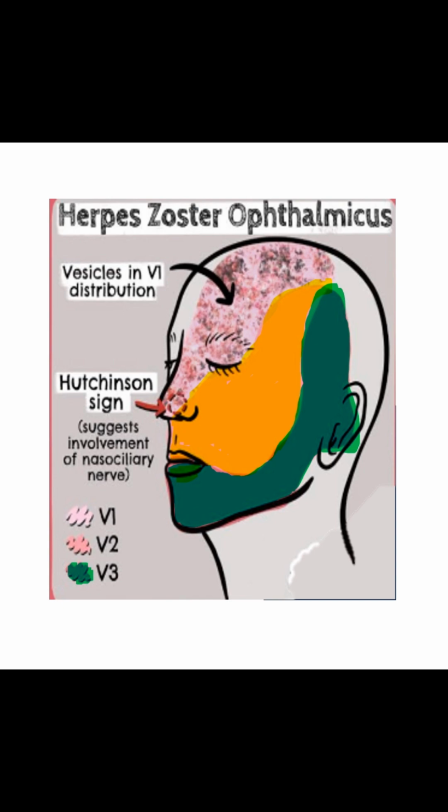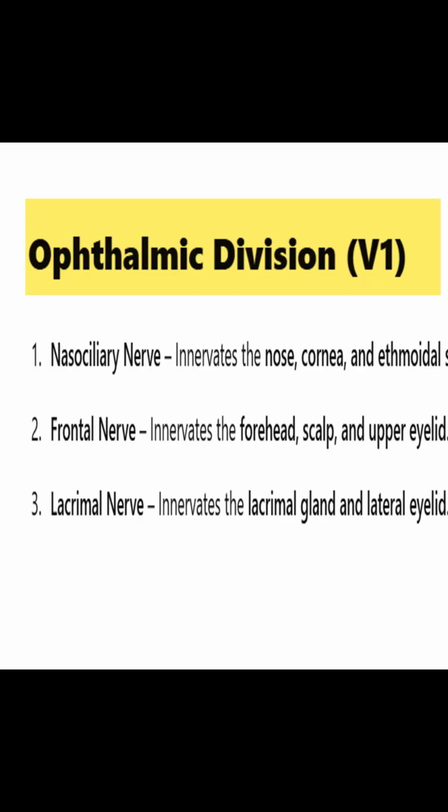Now, we know that the area of the face is basically supplied by the trigeminal nerve and it has three divisions. Basically, the V1 division known as the ophthalmic division, the V2 division which is known as the maxillary division, and the V3 division which is the mandibular division. For us, important is the ophthalmic division.